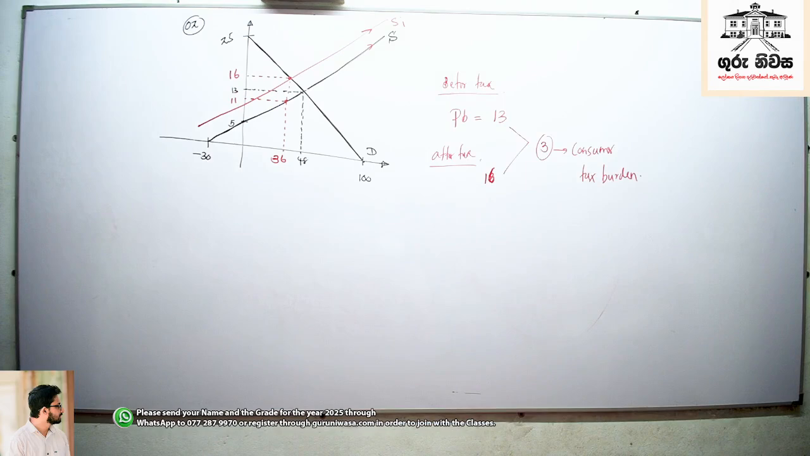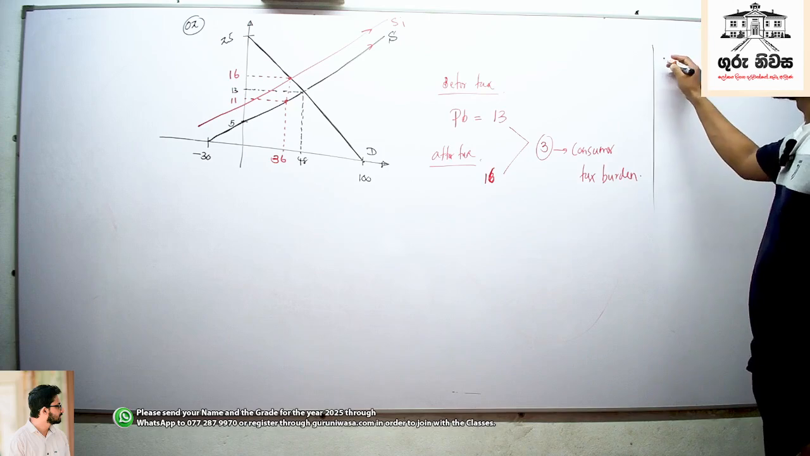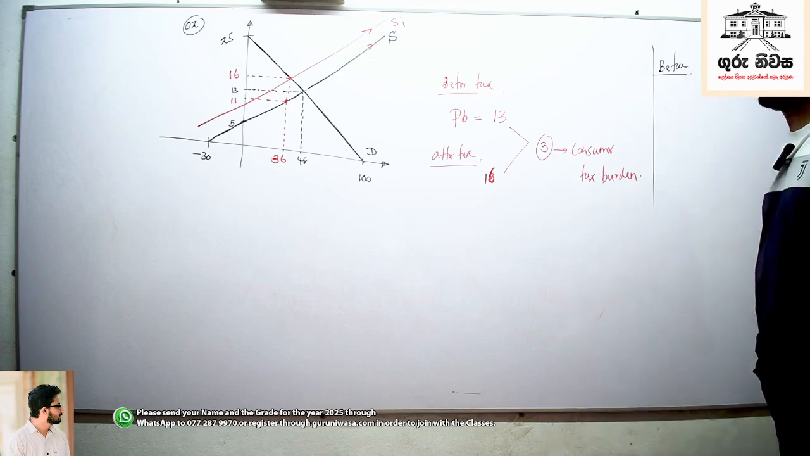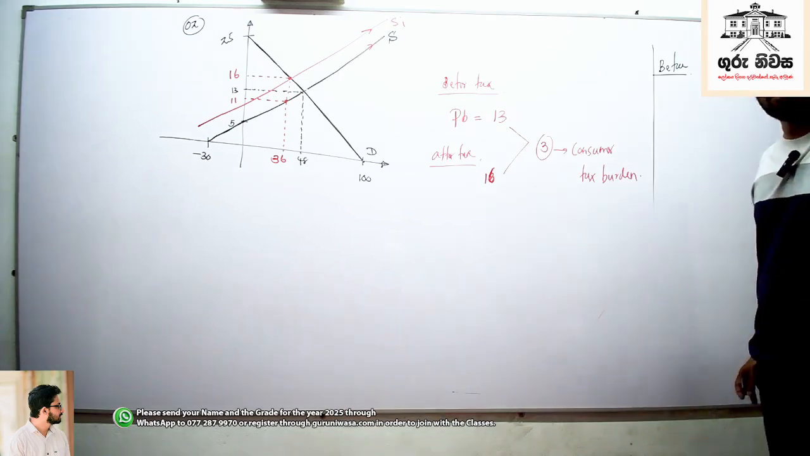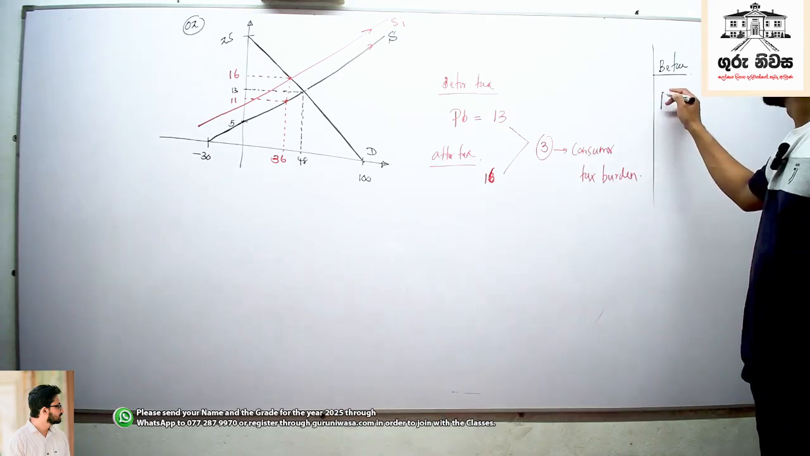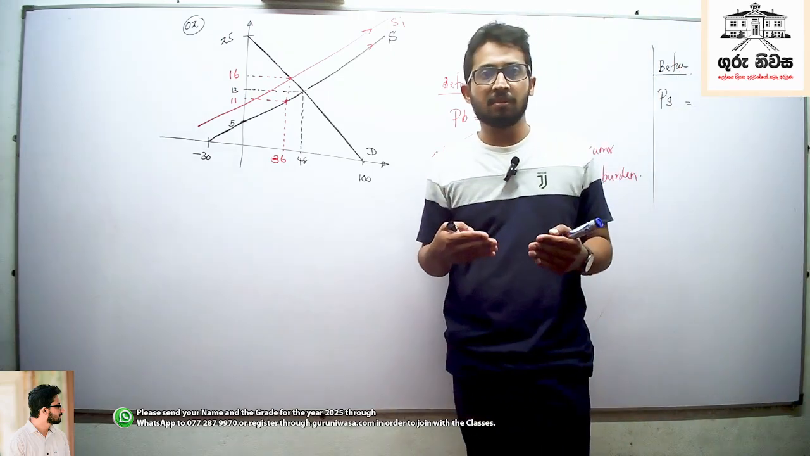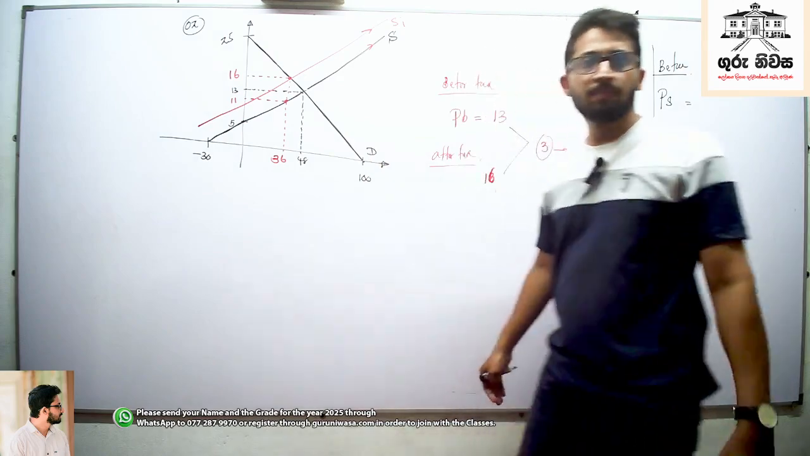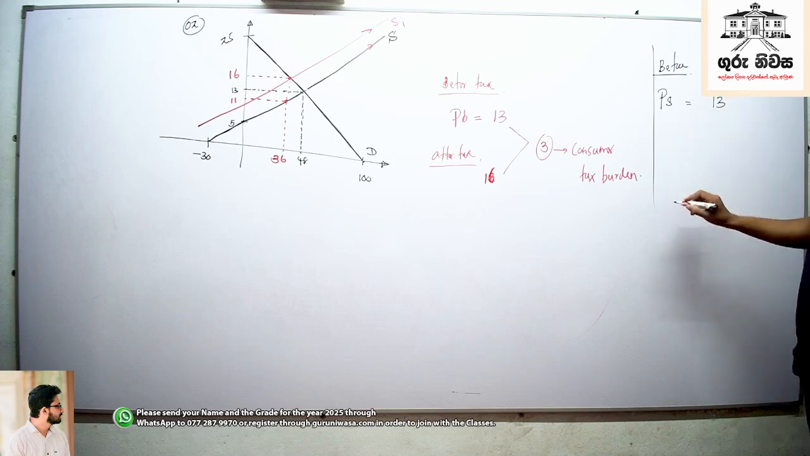No, right. Then look at the producer side. Before tax, how much does the producer receive if they sell one unit? 13. Very good. 13, because what the consumer pays goes directly to the producer. It means PS is 13 rupees before tax.